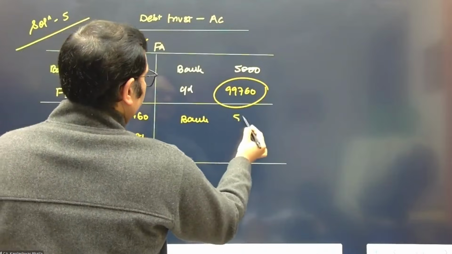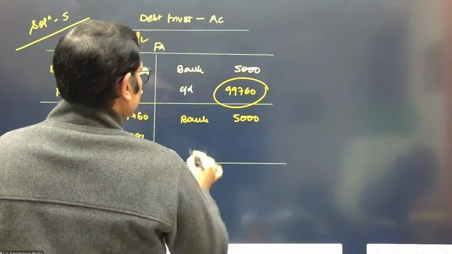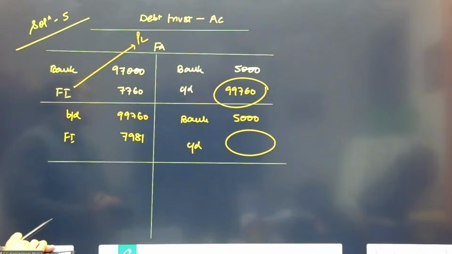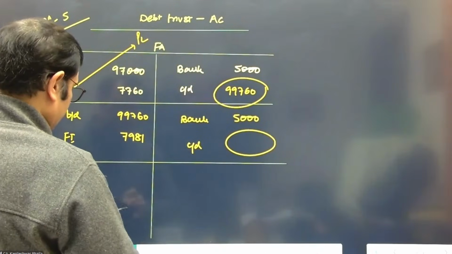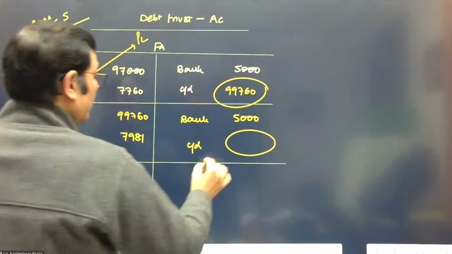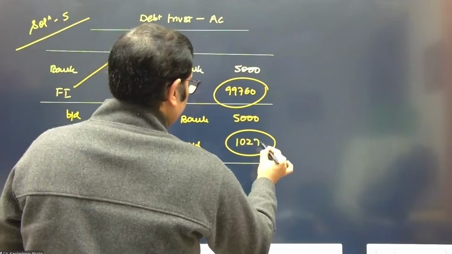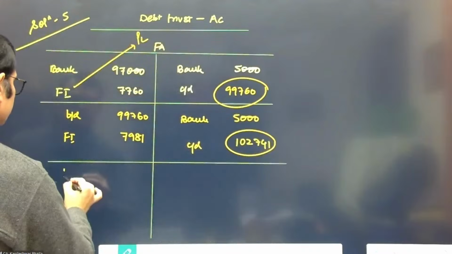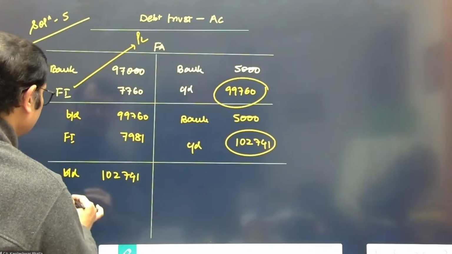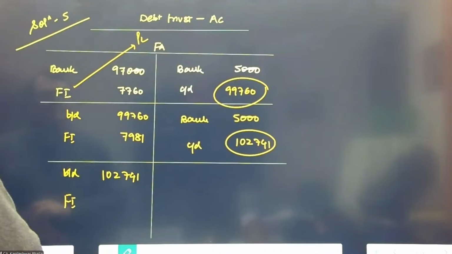Then we again receive that 5,000. And we get a balance CD again as a balancing figure. Fair value changes are not to be captured in this case. This is 102,741. This becomes the balance BD 102,741. Last year you can take the finance income as a balancing figure.